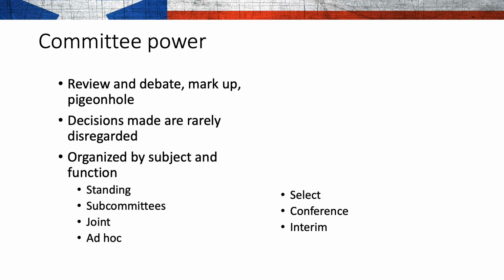The committees are organized by subject and function. So there are standing committees, which we'll talk about on the next slide, but standing committees are just permanent committees. There are subcommittees, joint committees, something called ad hoc committees, select committees, conference committees, and interim committees. So we'll talk about each of those more specifically.